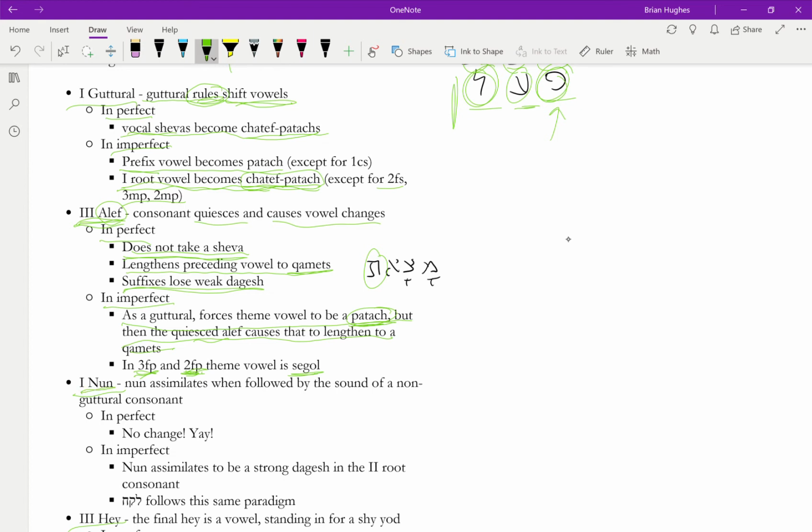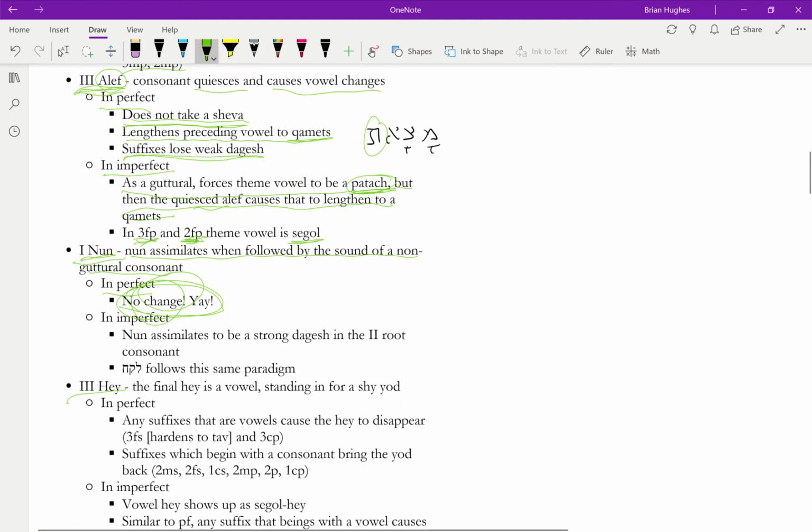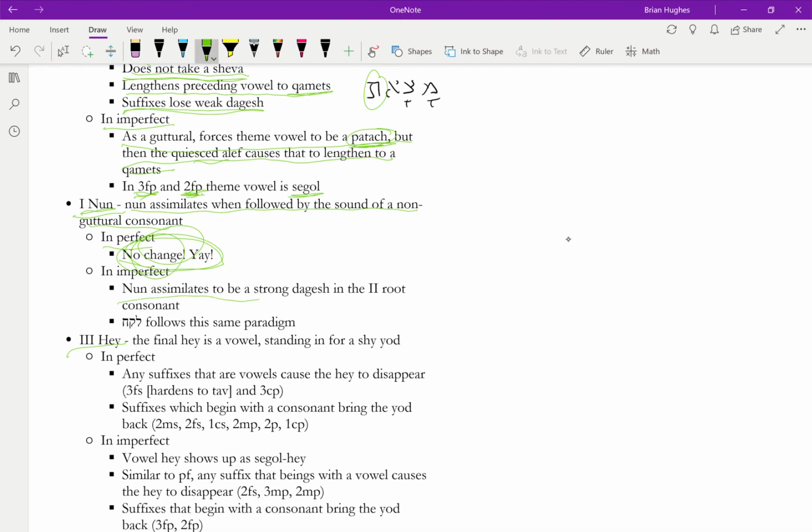Our first noon, the noon assimilates when followed by the sound of a non-guttural consonant. In the perfect, no change, yay! It's like a strong verb. In the imperfect, the noon assimilates to be a strong dagesh in the second root consonant in every single form. So this is one of our headache forms because we lose one of our root consonants, and those are always very hard to figure out.